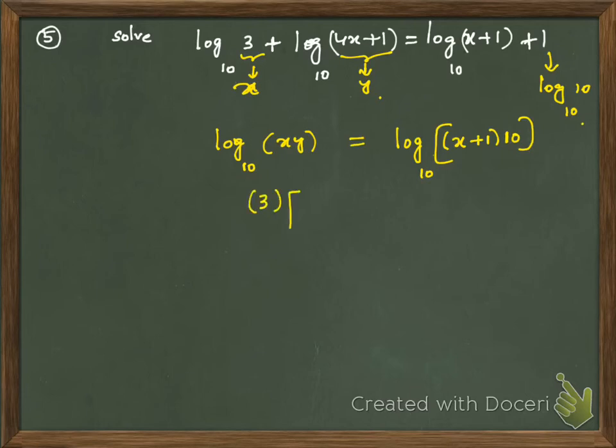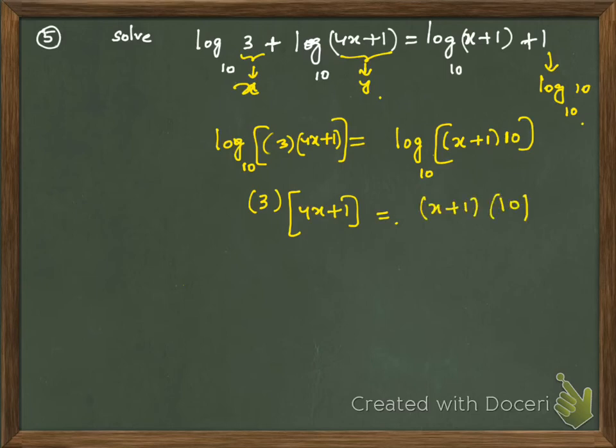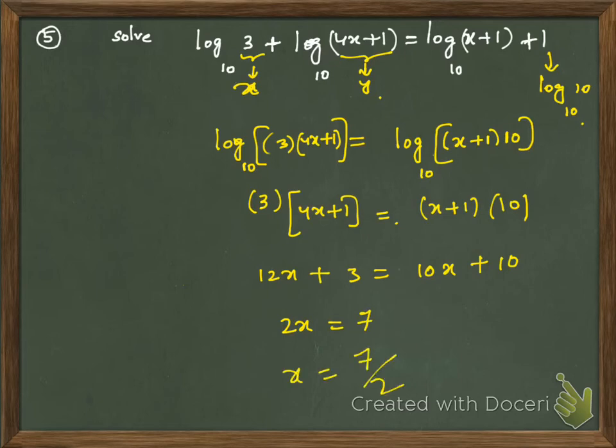So 3 times 4x plus 1, so I will write this: log of 3 times 4x plus 1 is equal to, 3 times 4x plus 1 equal to x plus 1 into 10, taking log out on both sides. So that will give you 3 4s are 12x plus 3 is equal to 10x plus 10. So 12 minus 2, 2x equal to 10 minus 3 is 7, x equal to 7 by 2.